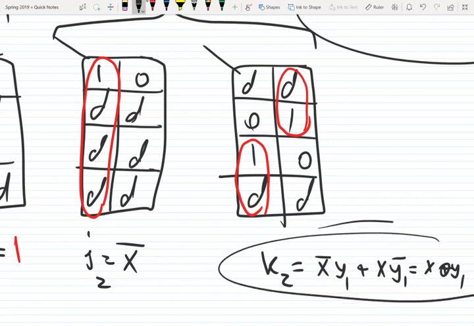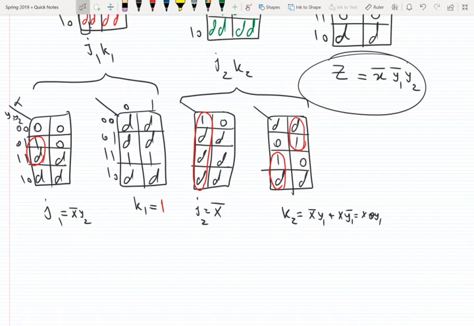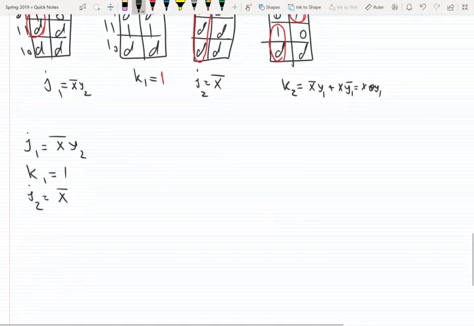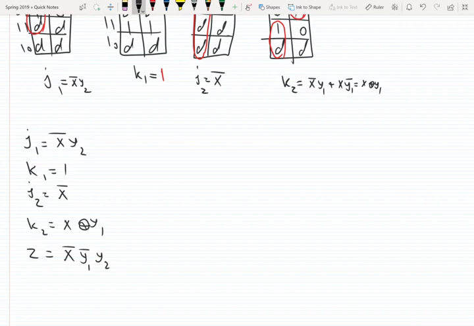Now we got all the equations for the JK flip-flop. So we have J1 is equal to x bar y2, K1 is equal to 1, J2 is equal to x bar, K2 is equal to x XOR y1, and Z is equal to x bar y1 bar y2. Okay, now that we reached this point, it's time to design the circuit.